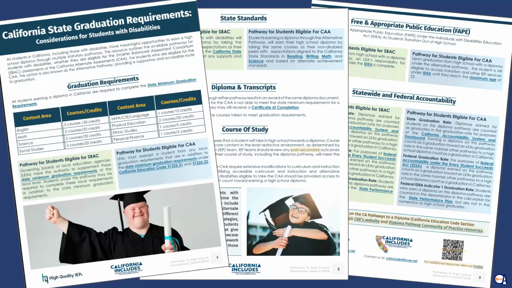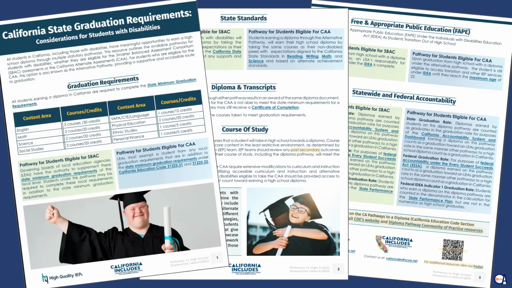There's work that I'm partnering with WestEd. They've done a lot of work around alt means to help us support students that don't meet the eligibility for the CAA, but still may need some more extensive support in order to be able to meet diploma requirements. And so part of that work in partnership with one of our other state projects, High Quality IEPs, was to develop this resource to help us create clarity around the ways that students can earn high school diplomas in California.